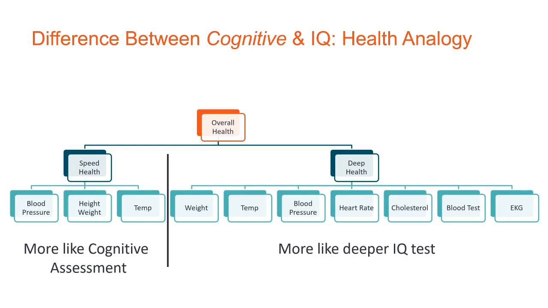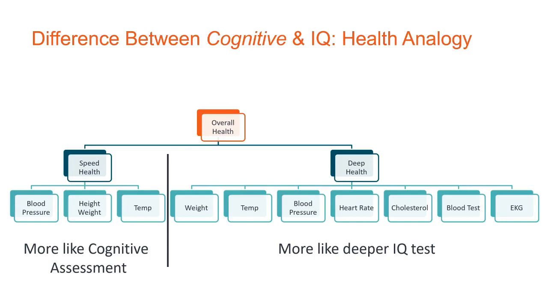This slide shows an example of a helpful way to understand the difference between IQ and cognitive ability. Think about going to the doctor. Every time you go to the doctor, they do a quick health checkup that likely includes things like height, weight, and blood pressure.